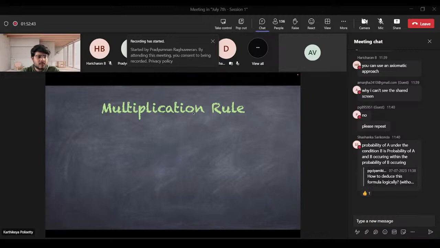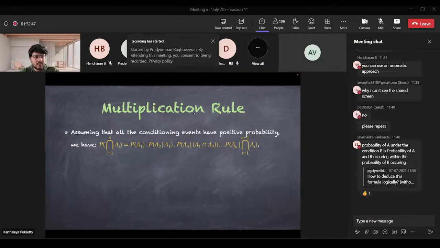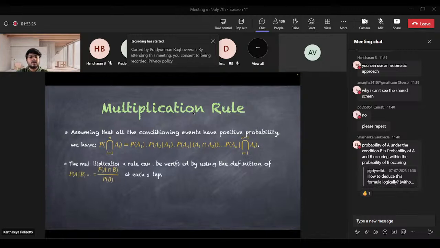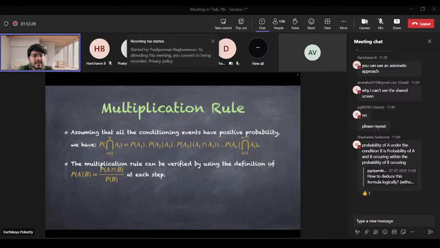Multiplication rule. We assume that all the conditioning events have positive probability. We have P of A1 intersection A2 intersection and so on intersection AN is equal to P of A1 times P of A2 given A1 times P of A3 given A1 and A2 and so on, P of AN given A1, A2 and so on, AN minus 1.